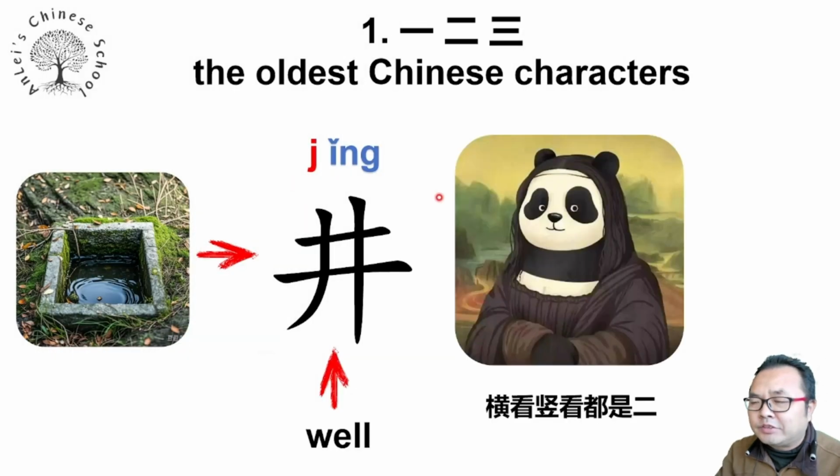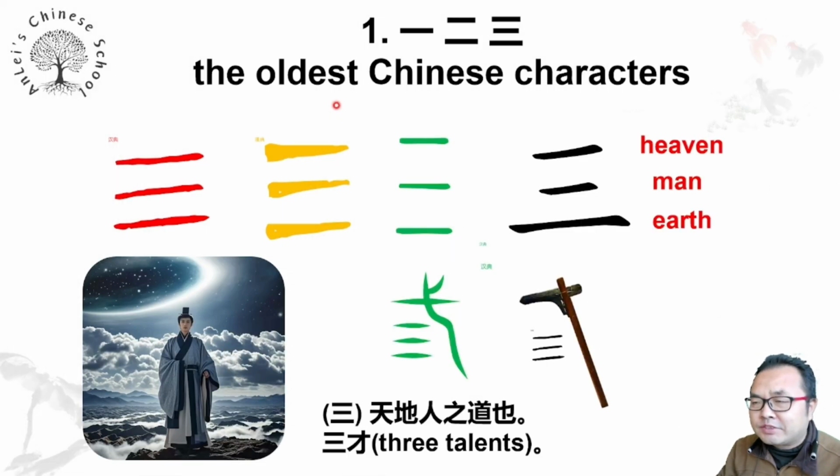And this character is 井, Jing. It means water well. We were joking: somebody, if you look at him horizontally or vertically, both are 二. Did you get it? And this is 三, the number 3. The three strokes symbolize heaven, earth, and man, man standing between heaven and earth. 3 is the Tao of heaven, earth, and man. We call them 三才, three talents.